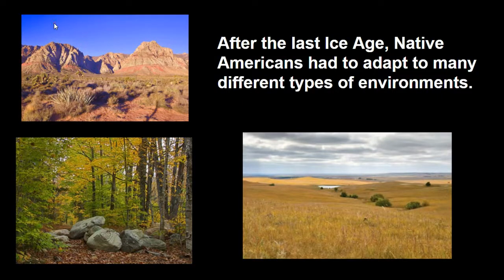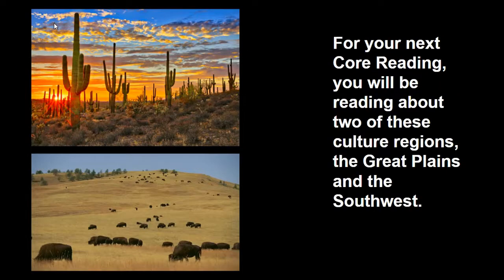So Native Americans had to adapt to many different types of environments after the last ice age. And your next reading is going to look at two of those environments, the desert Southwest and the Great Plains. And as you're working on these readings, I want you to be looking for examples of how these Native American groups used natural resources to meet their basic needs of food, shelter, and clothing.